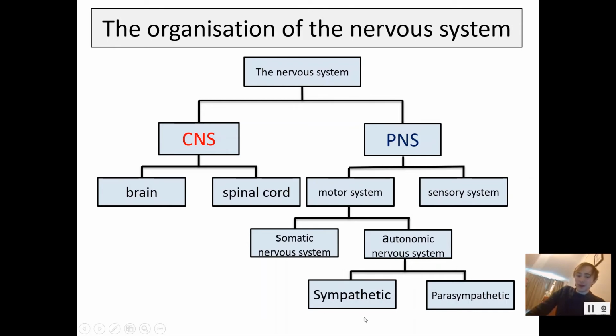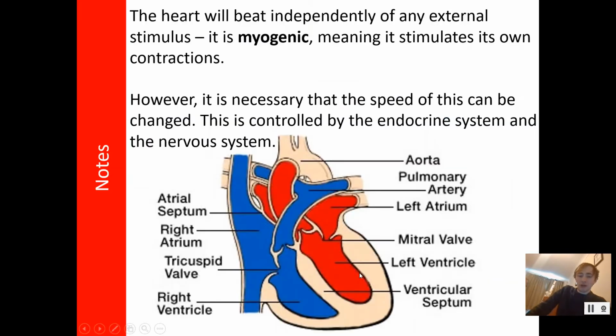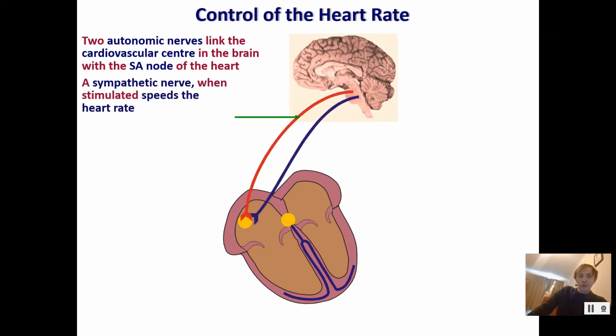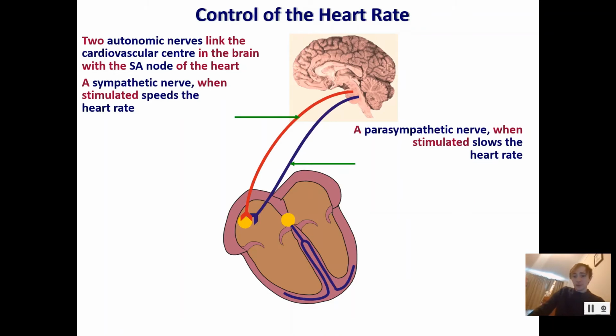One is sympathetic, one is parasympathetic. Now hopefully you can remember from earlier that I said generally sympathetic will increase the rate of whatever it's controlling, and parasympathetic will decrease the rate. Not always, but generally. So, we've got two autonomic nerves, one sympathetic nerve, one parasympathetic nerve. And they're attached directly to the brain, to the medulla oblongata.